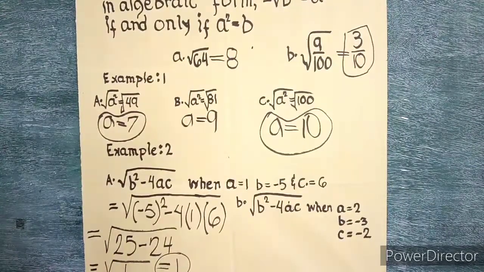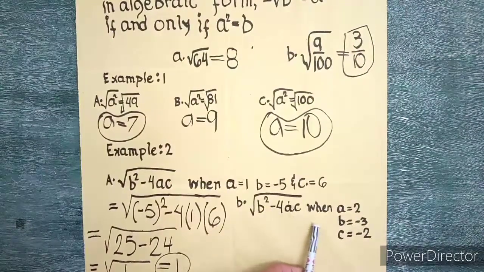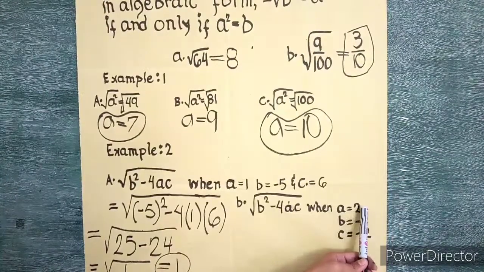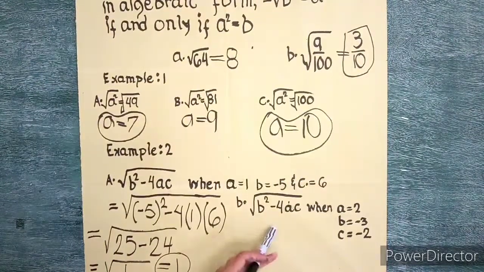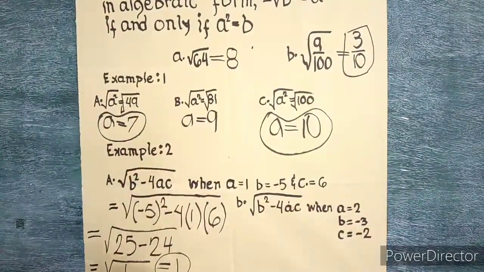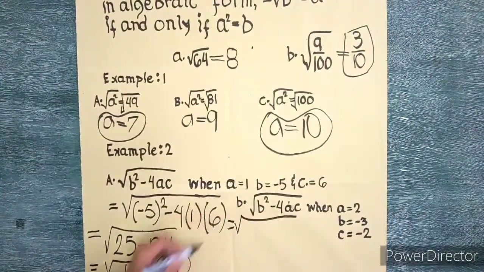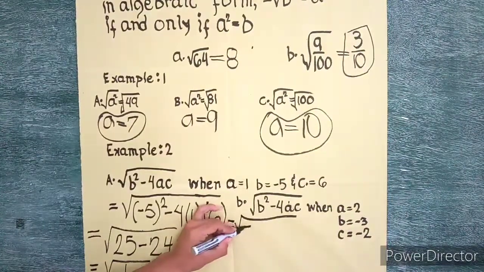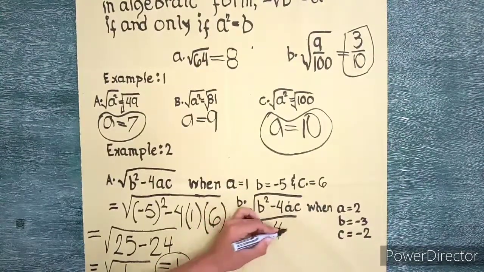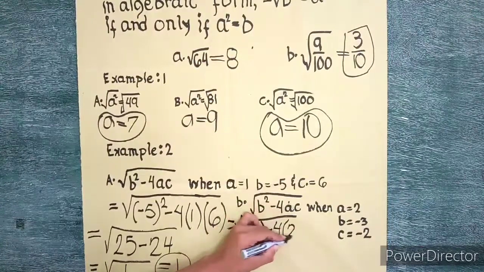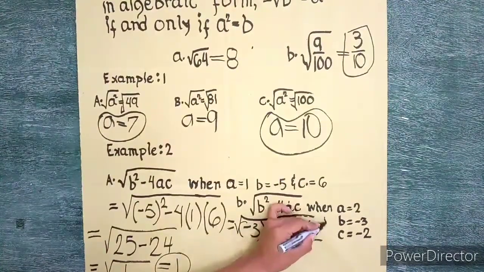Okay? Next, what if we are going to solve b squared minus 4ac when a is equal to 2, b is negative 3, and c is negative 2. So again, let's apply what we did in example letter A. Okay? Substitute the value of the variables. Equals b squared, negative 3, minus 4. What is the value of a? That is 2. Value of c, that is negative 2. Okay?